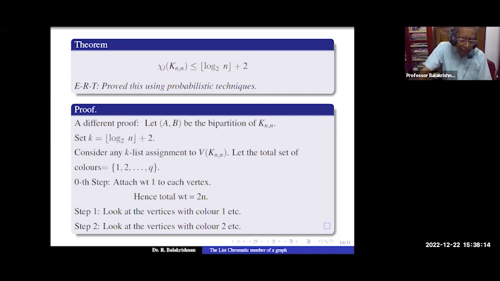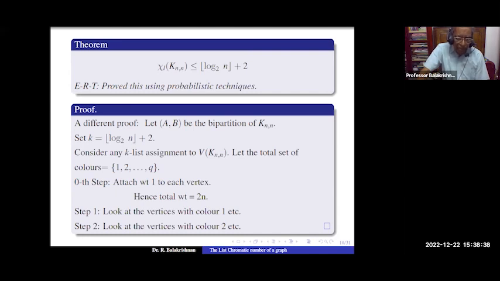Now, I consider any k-list assignment. This number is a positive integer. I consider any k-list assignment for this graph, the complete bipartite graph K n,n, and the total set of colors used.